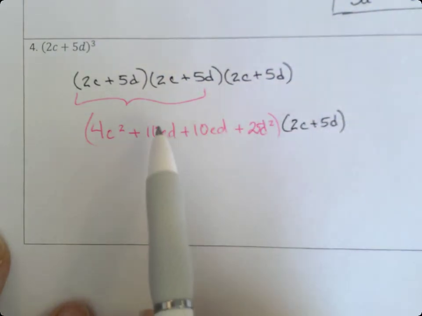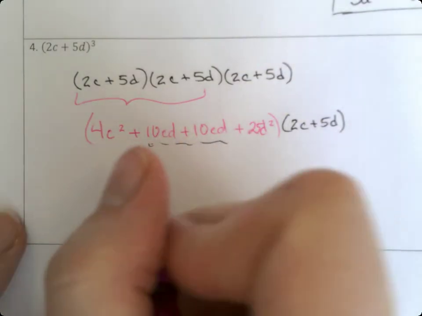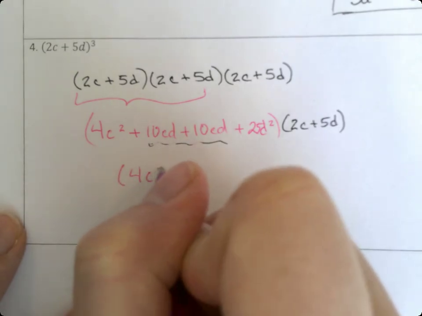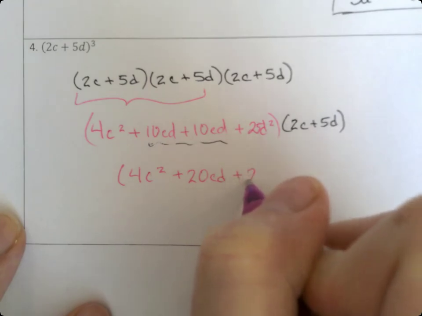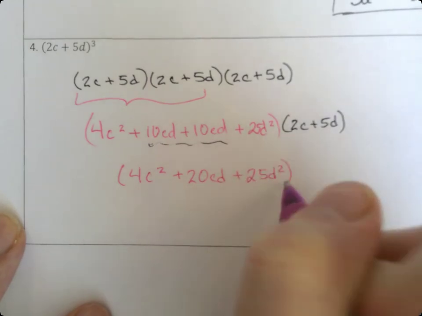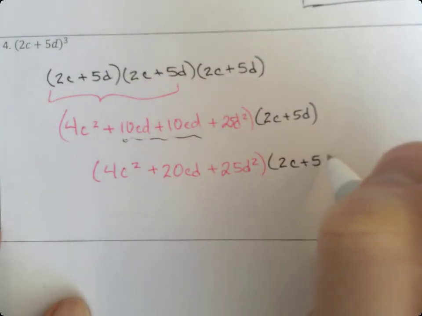So it doesn't make sense to multiply this until I clean up like terms. Otherwise, I'm just doing more work, and that's more chance for me making a mistake. 20cd plus 25d squared, and then I still have my 2c plus 5d.